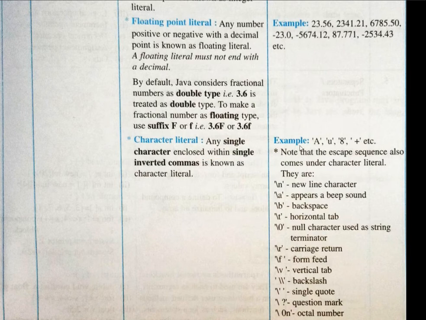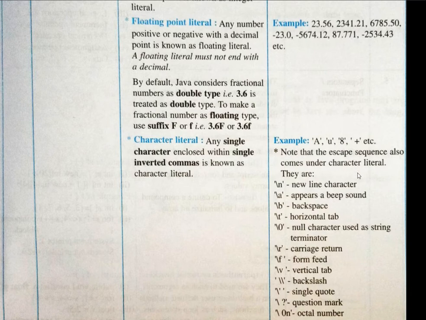So this is called a character literal, where a single character is enclosed in single inverted commas. All these are examples of character literals: A is enclosed in single quotes, U is enclosed in single quotes, and this plus sign is also enclosed in single quotes. So all these come in the category of character literals.